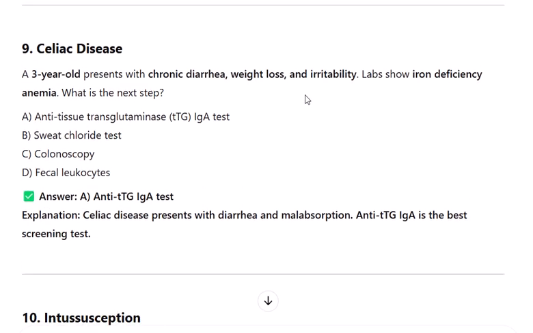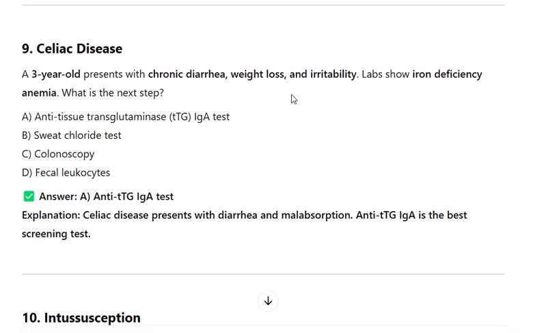9. Celiac disease. A 3-year-old presents with chronic diarrhea, weight loss, and irritability. Labs show iron deficiency anemia. What is the next step? A. Anti-tissue transglutaminase, TTG, IgA test. B. Sweat chloride test. C. Colonoscopy. D. Fecal leukocytes. Anti-TTG IgA test. Explanation: celiac disease presents with diarrhea and malabsorption. Anti-TTG IgA is the best screening test.